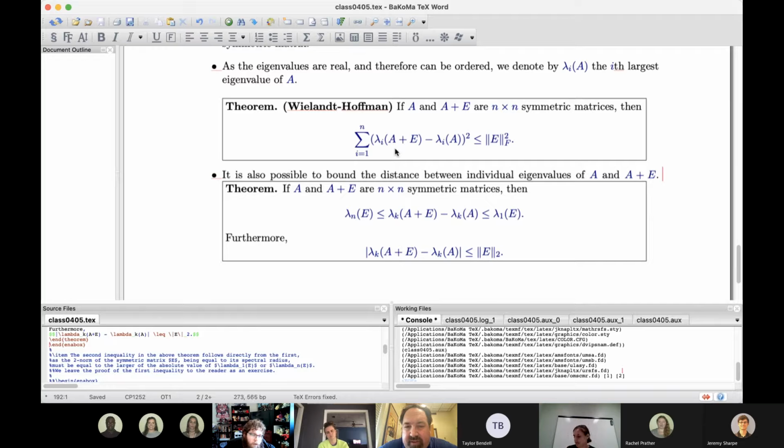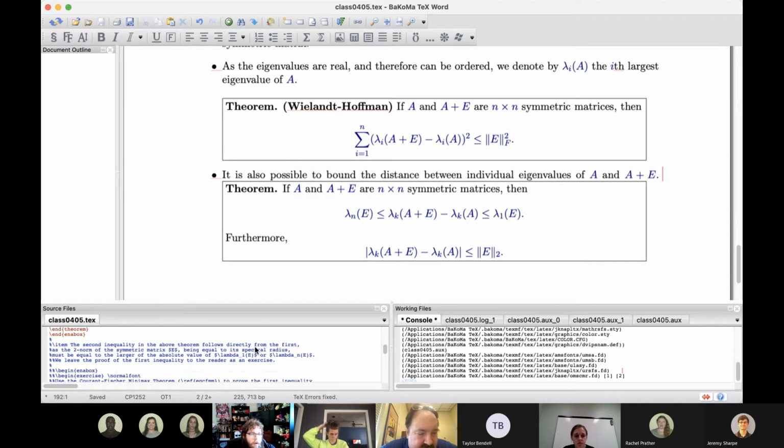That the change in the eigenvalues is closely related to the size of a perturbation. So it's rather well conditioned.